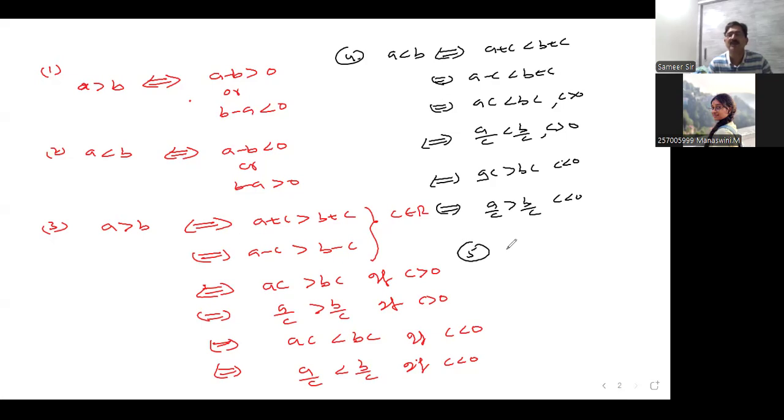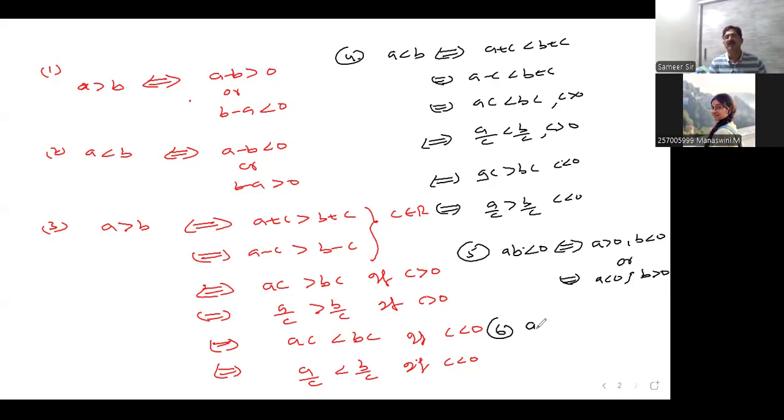And the fifth point is, suppose I write AB is less than 0. What is the meaning of this? A is positive and B is negative, or you can write A is negative or B is positive. It may happen in this way. Two cases are there.